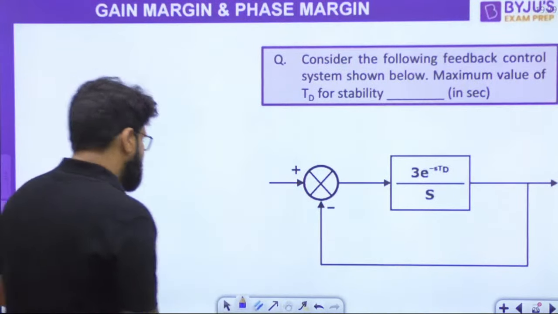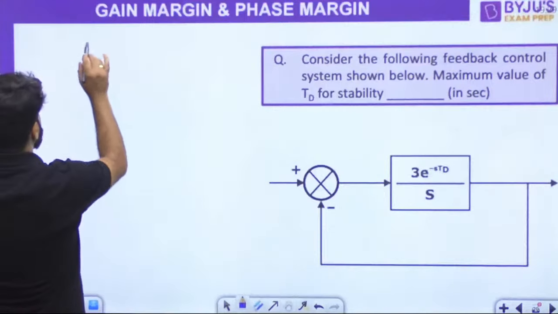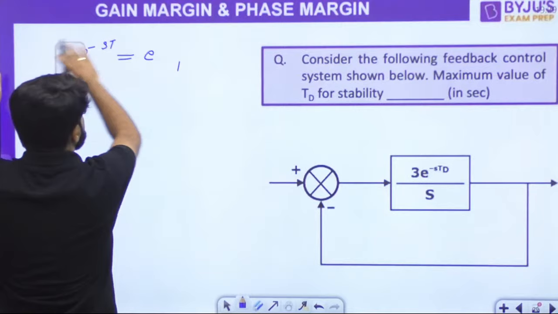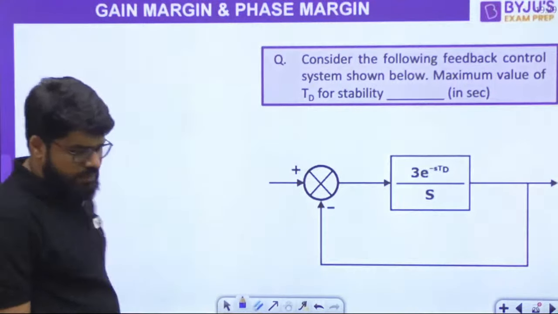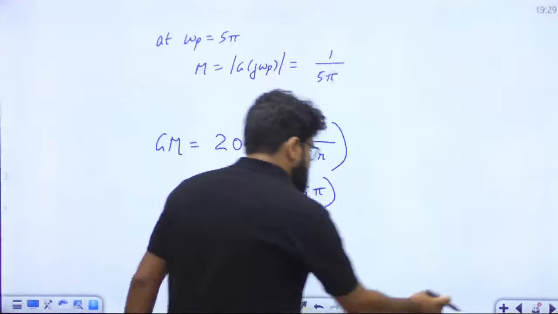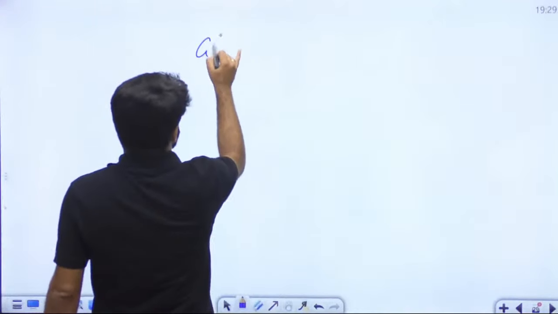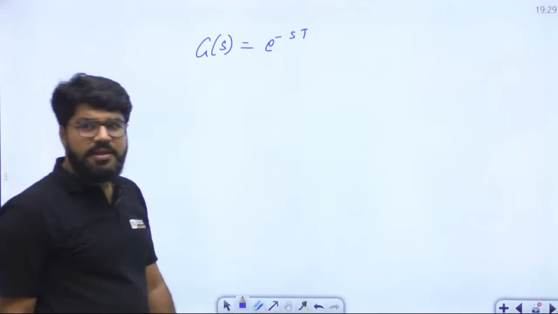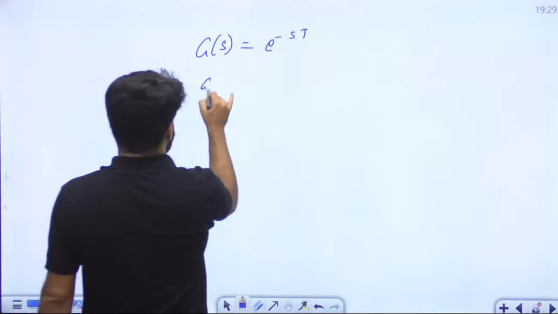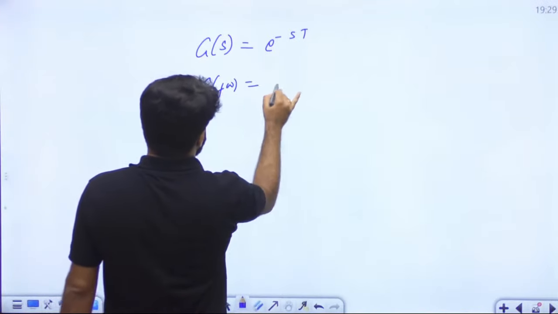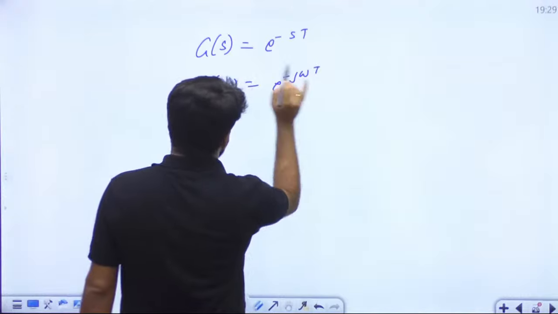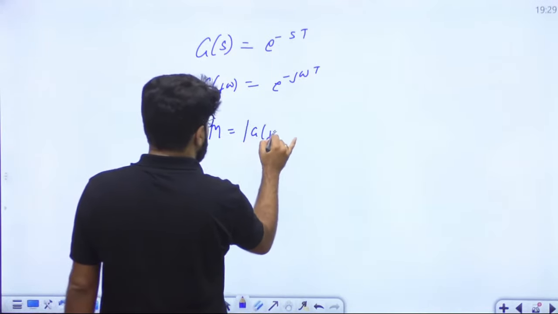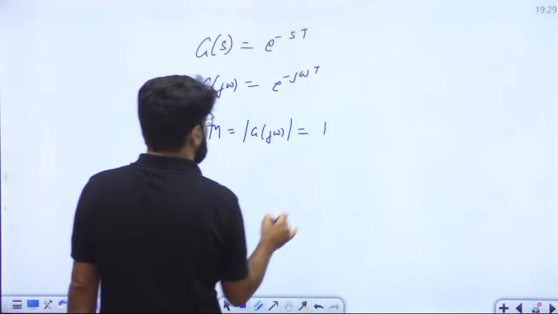Why phase margin? Because see, the time delay element is e power minus sT. Whenever G(s) is e power minus sT, that is the time delay term. What is the G(j omega)? e power minus j omega T, right? So what is the magnitude of this term as we just discussed right now? The magnitude of this is 1.